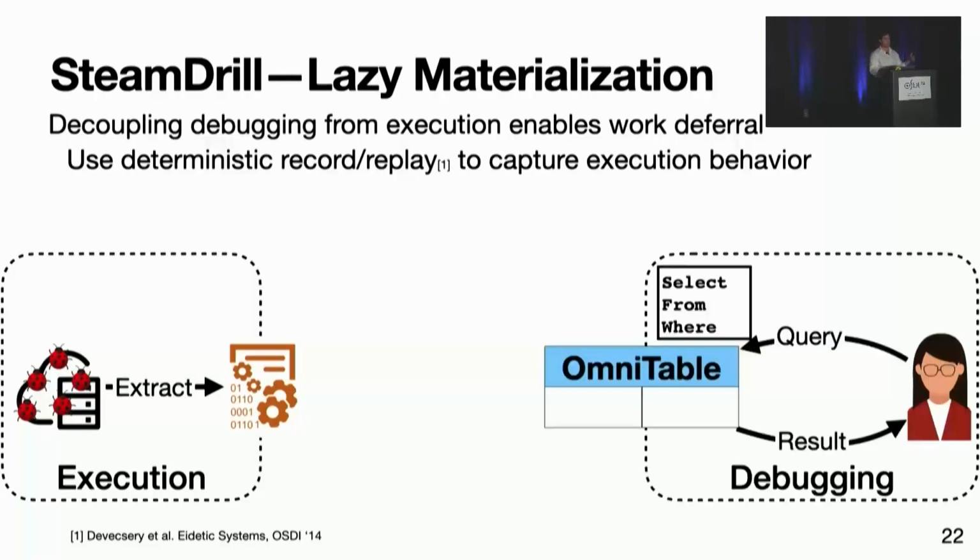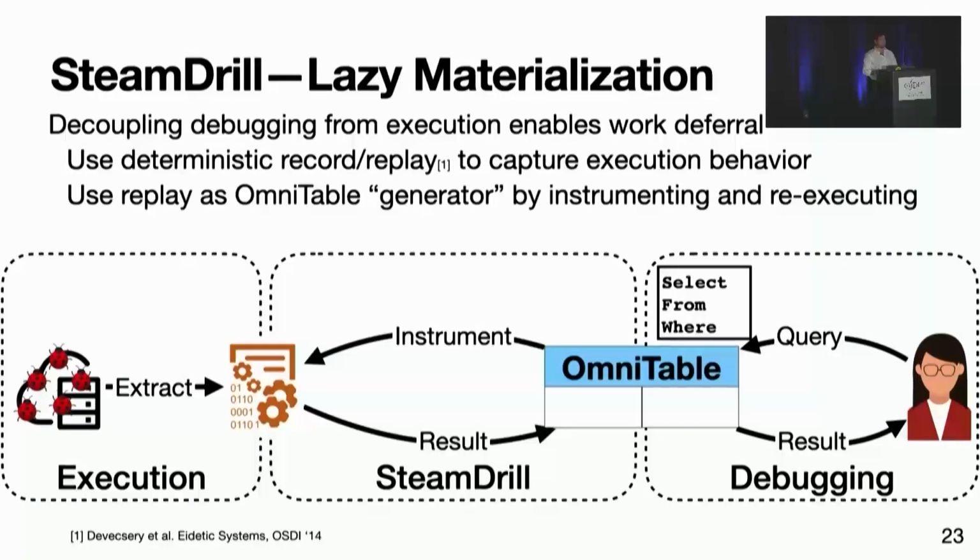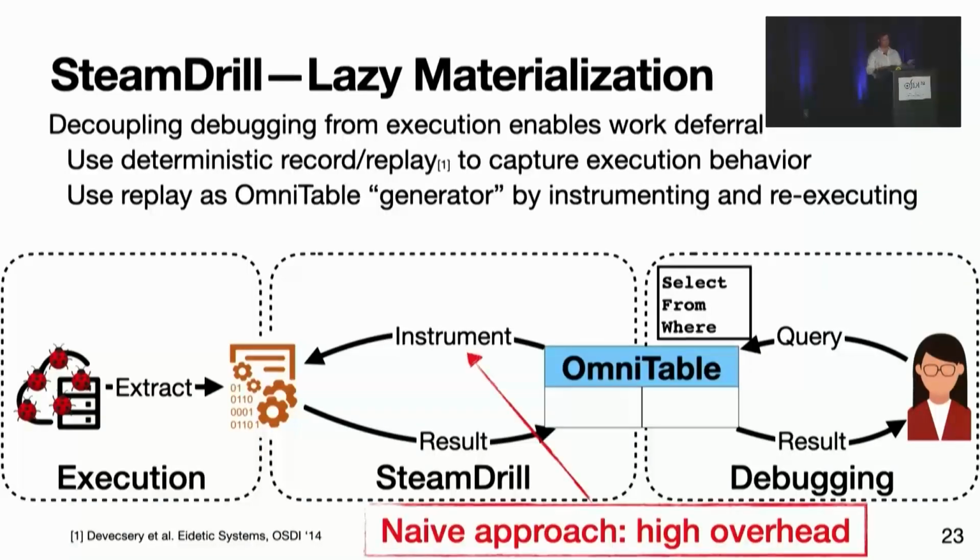Later on, when Diane queries the OmniTable that's associated with that execution, SteamDrill converts the query logic into dynamic instrumentation, which it injects into a new replay execution. It's basically treating the replay as a generator for this OmniTable. This approach provides a feasible implementation of the query model, but if we just did this naively, we'd retain the high performance overhead of existing tools.